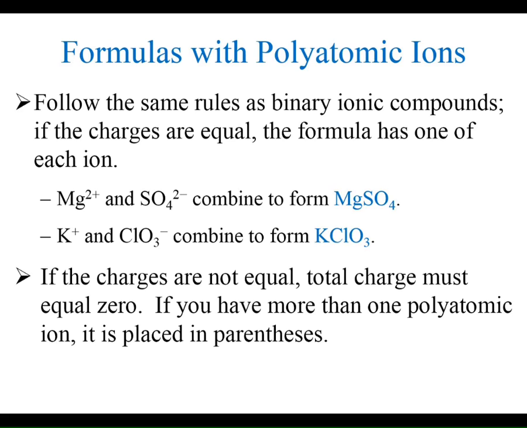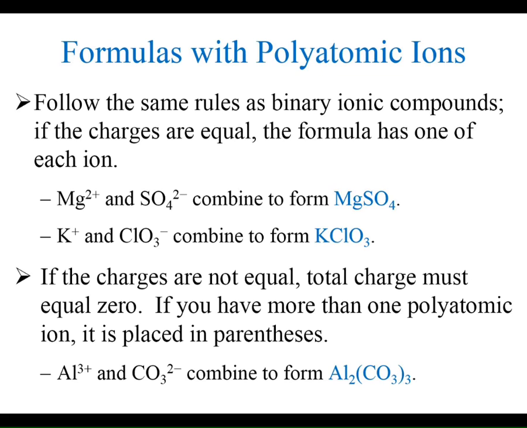Okay, well, if you have aluminum 3 plus, you have carbonate 2 minus. Well, those don't balance out just 1 to 1, right? So you think about, okay, what's the least common multiple of 3 and 2? Well, I can put them both into 6. So the way to make a 3 plus into 6 is I need 2 of these, Al2. The way to make 2 negative into 6 is I need 3 of these. So I put CO3.